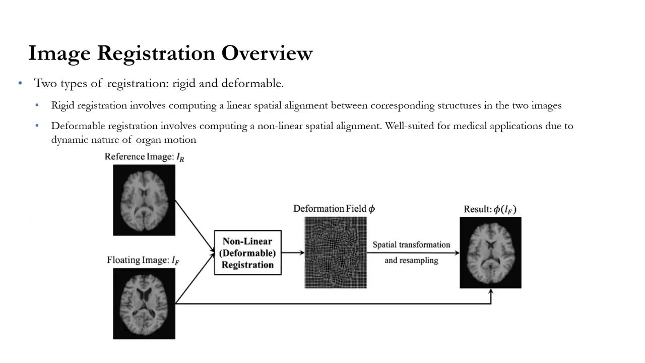The two main types of registration are rigid and deformable. Rigid registration involves computing a linear spatial alignment, whereas deformable registration involves computing a nonlinear alignment.